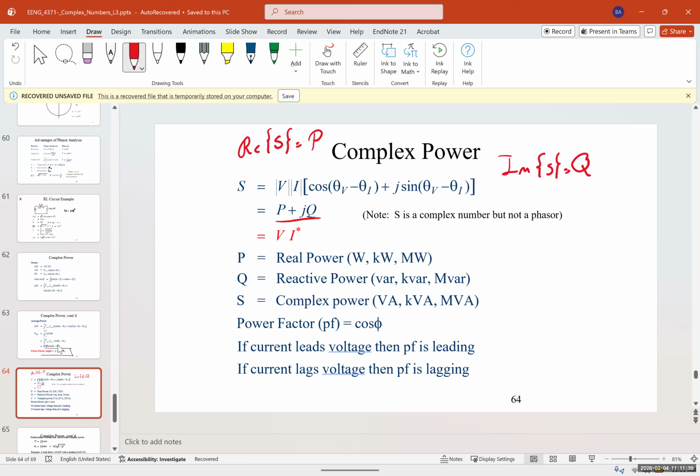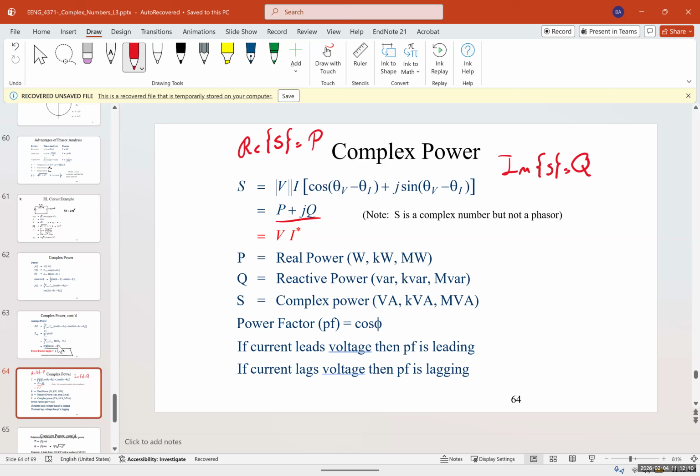Now, the power factor PF is going to be the cosine of phi, and power factor doesn't have any units. And we have two scenarios. If the current leads the voltage, then the power factor is leading. If the current lags the voltage, then the power factor is lagging.